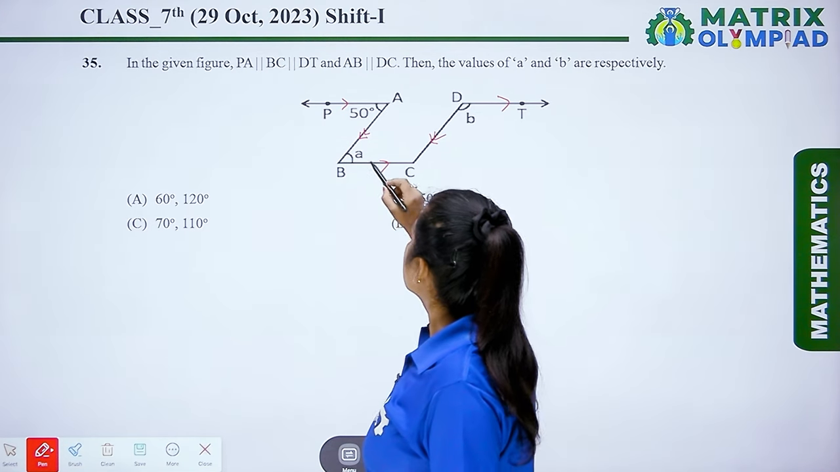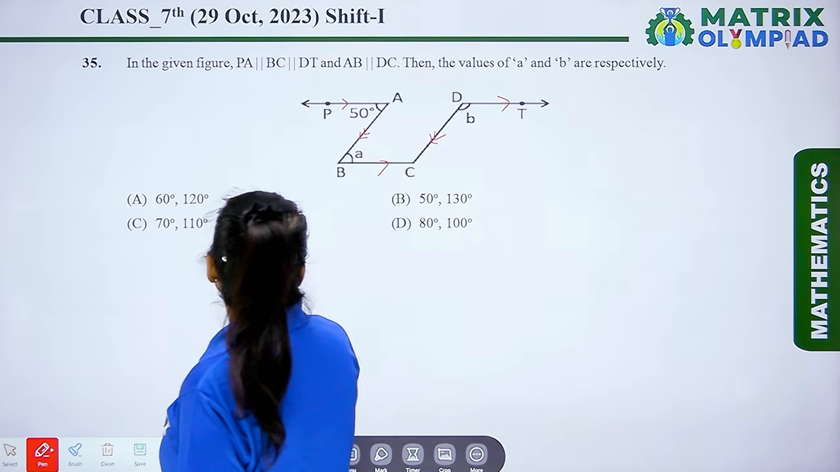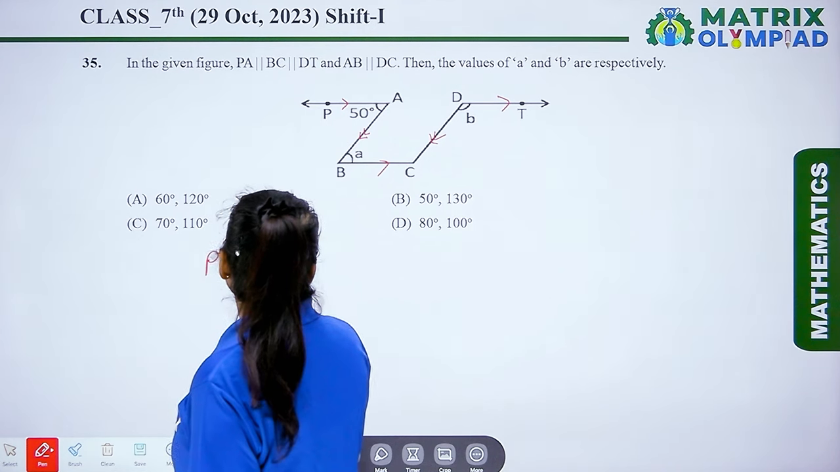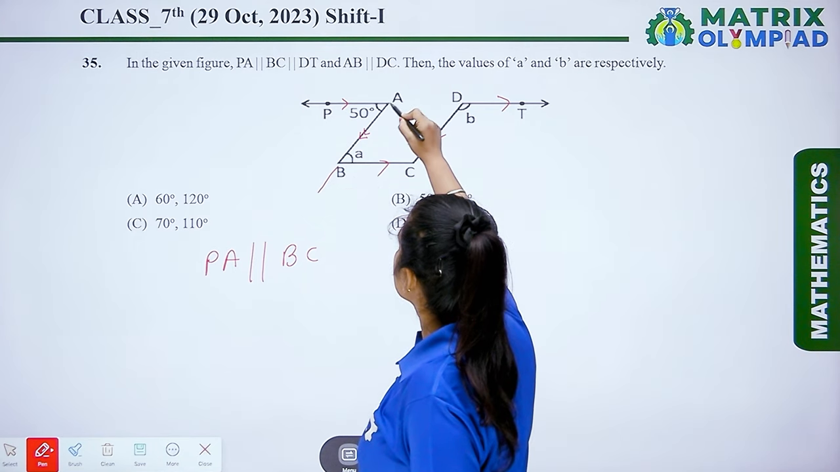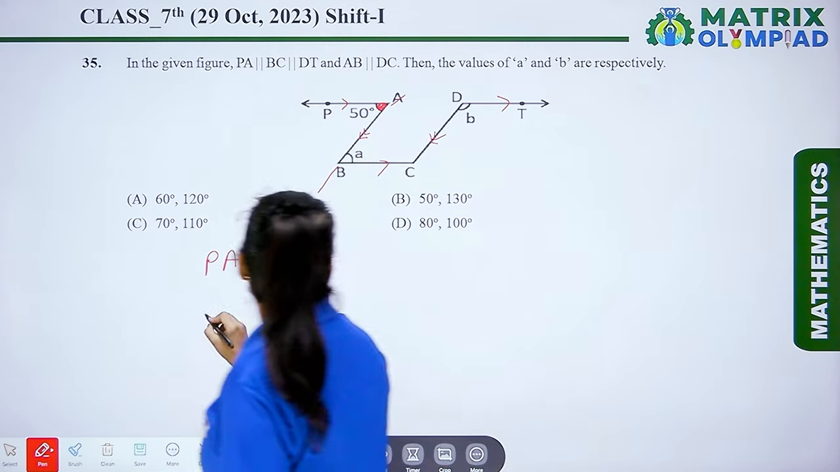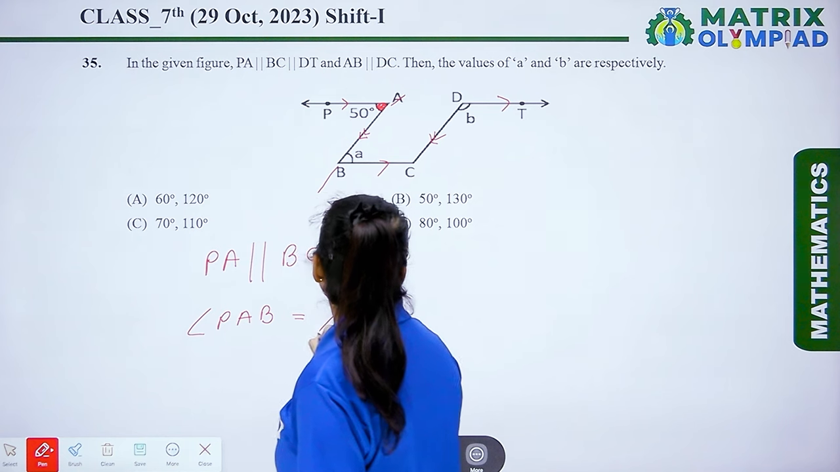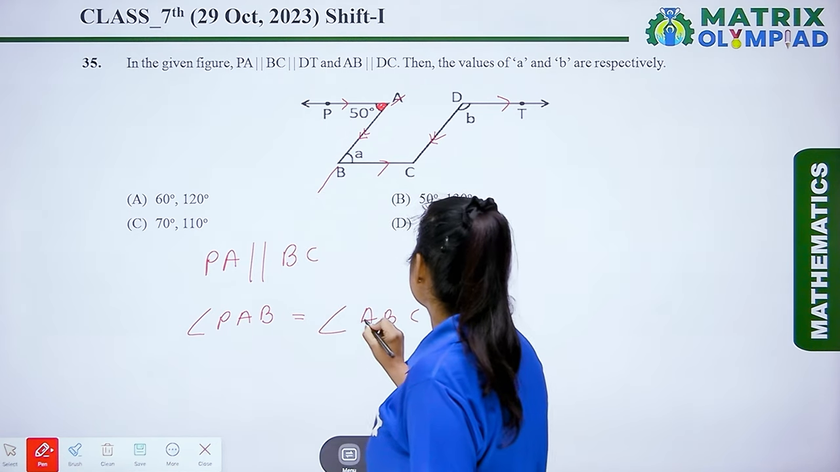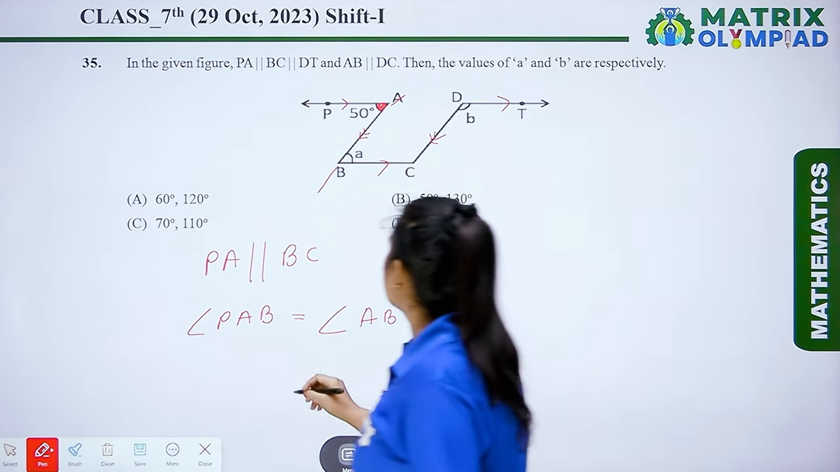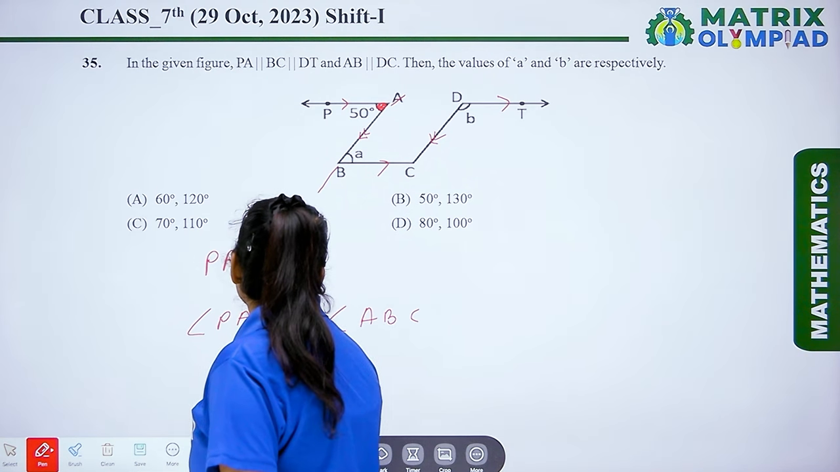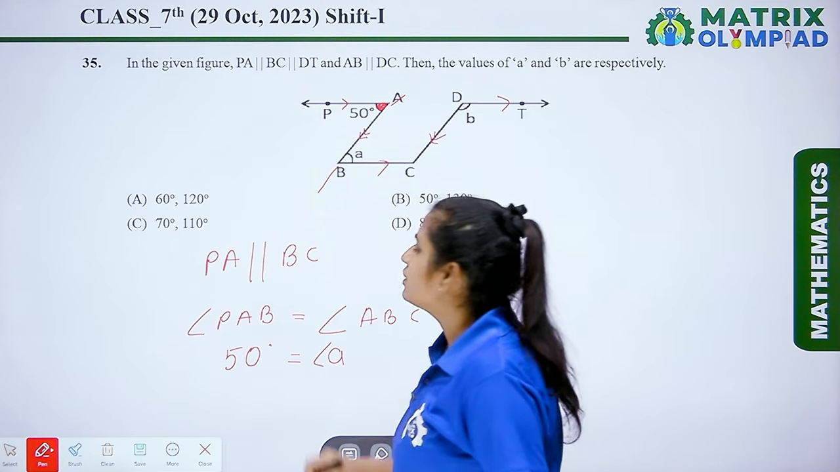So, here value of A will be, when PA is parallel to BC, AB is a transversal line. So, we can say that angle PAB is equal to angle ABC because these two angles are alternate interior angles. So here angle A is equal to 50.